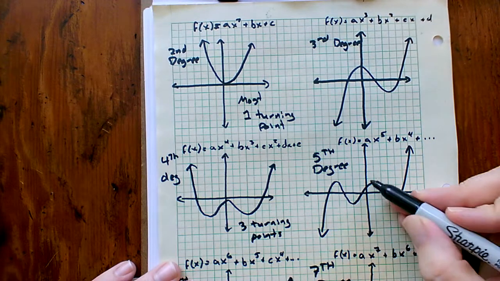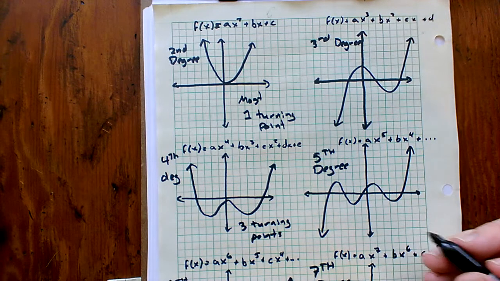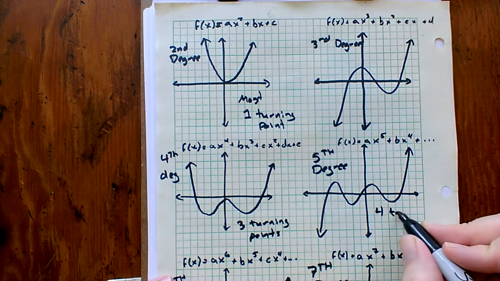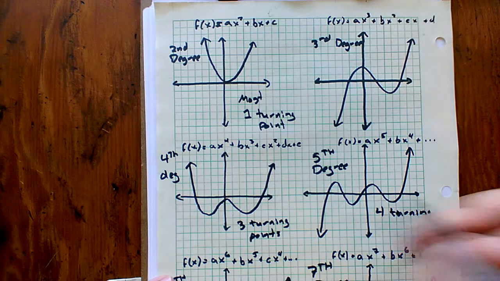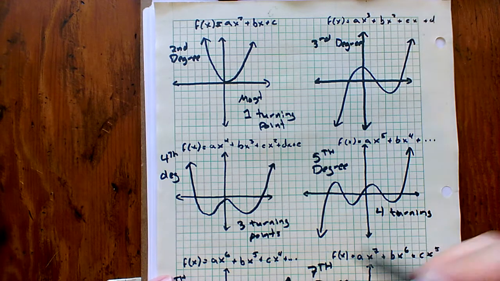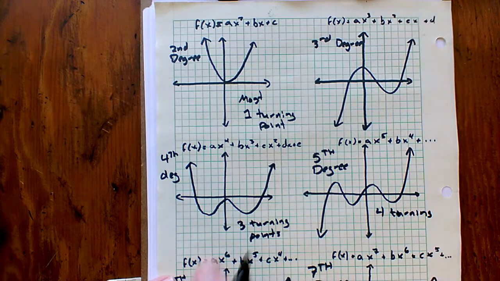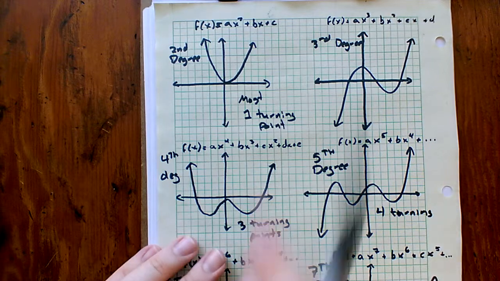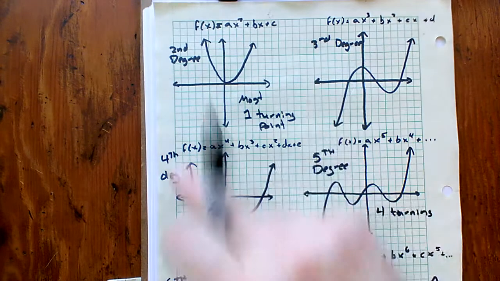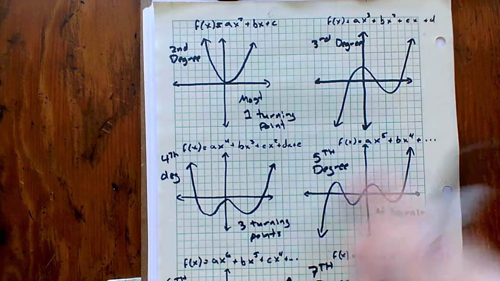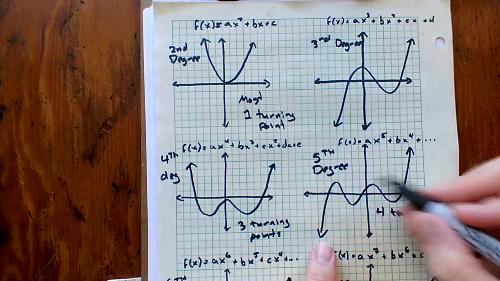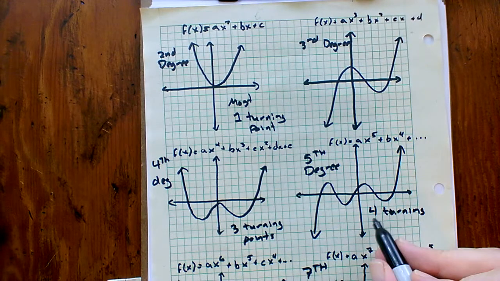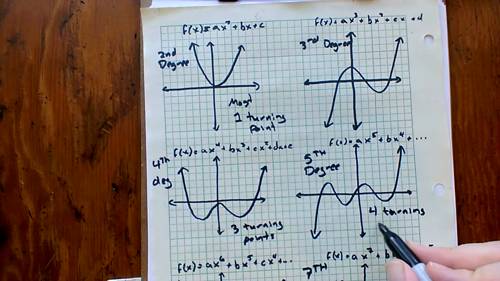Fifth degree, I have 1, 2, 3, 4. And you notice I'm saying at most. I could have a fifth degree polynomial with no turning points at all. With a fourth degree polynomial, I have to have at least one, because these are going to have to end in the same direction, so it has to turn around at some point. But with a fifth degree polynomial, it might slow down, but it won't turn. I could have, at most, up to 4 different turning points.